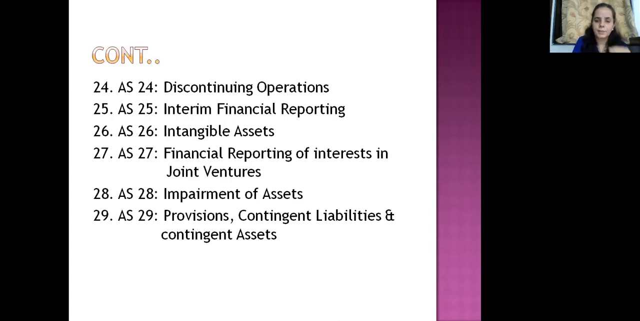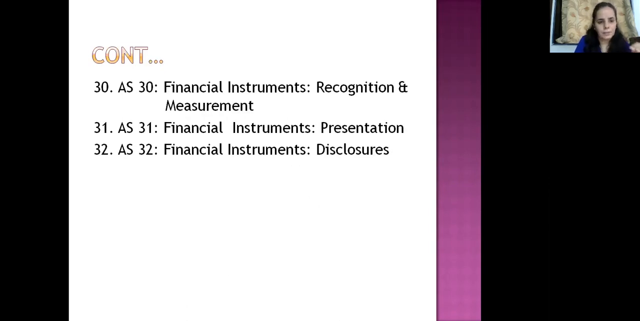Students, till here these are the mandatory accounting standards. Let us see, there are three non-mandatory accounting standards, that is 30, 31 and 32. 30 deals with financial instruments: recognition and measurement. 31 deals with financial instruments: presentation, and 32 deals with financial instruments: disclosure.